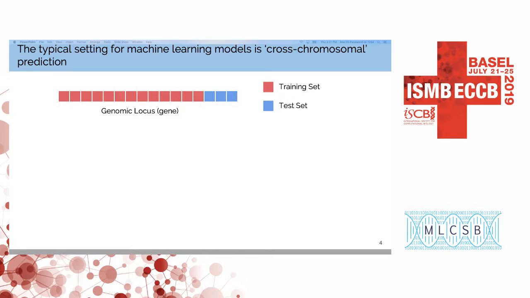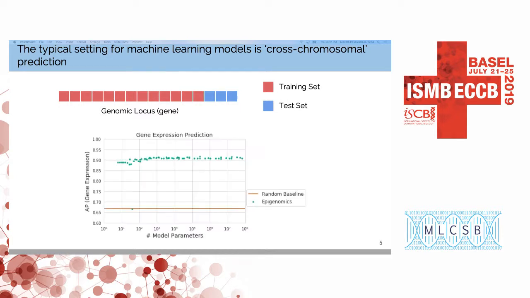The first setting, an incredibly common setting in our field, is called the cross-chromosomal setting. In this case, you're typically trying to make predictions in the same cell type that you are training your machine learning model in. You do this by partitioning your loci, in this case genes, into your training set and your test set. Commonly, you'll take some chromosomes, put them in your training set, take other chromosomes, put them in your test set, and that's why it's called the cross-chromosomal setting.